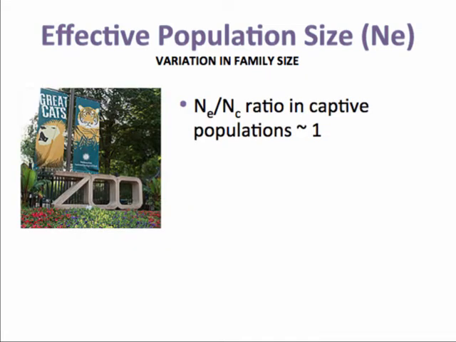And this is also relevant when you're talking about captive individuals at places like a zoo. The way that it's best to maintain a little variation in family size, so that you don't skew this effective population size in these captive individuals, is to try to keep the NE to NC ratio in captive populations about 1, meaning all individuals contribute equally to the number of offspring. And if you do that, then you should be able to maintain that effective population size over time.